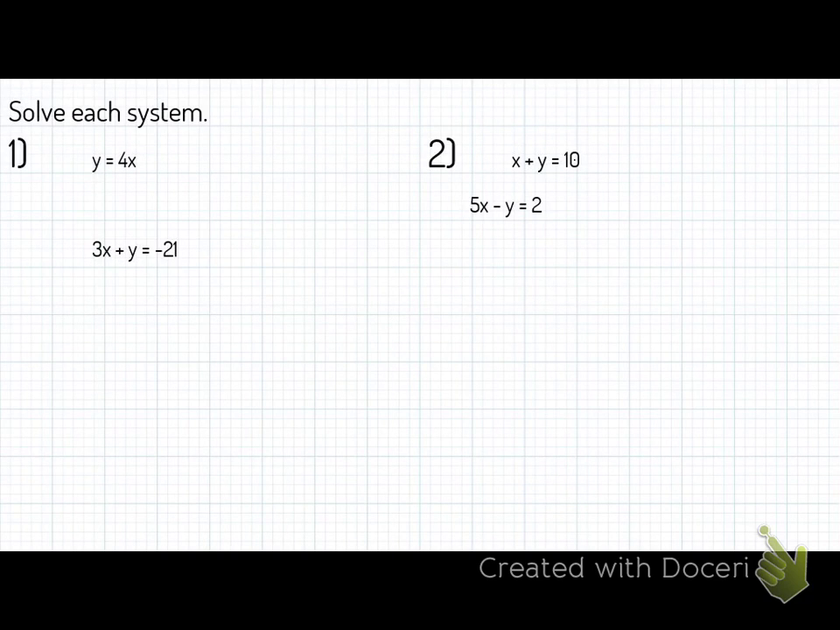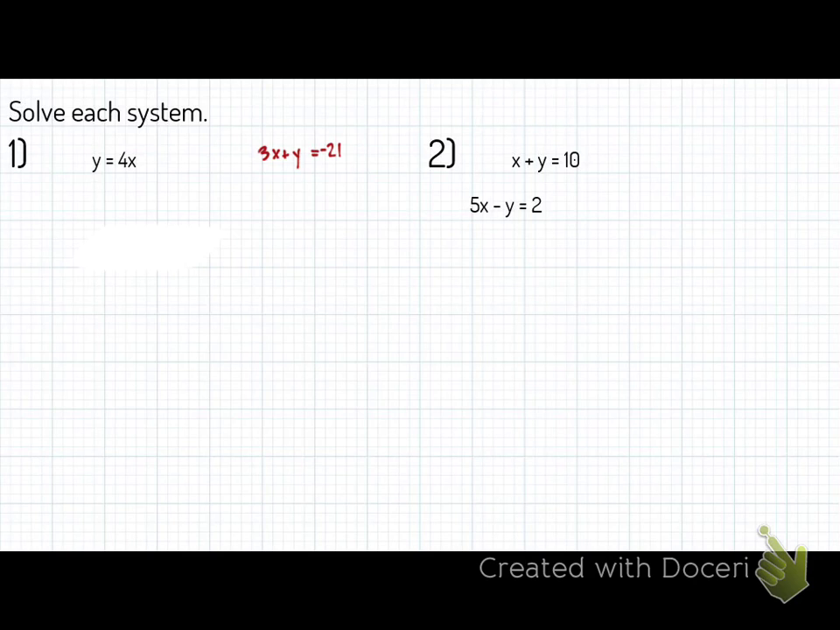Okay, so here's numbers 1 and 2. There's a little mistake here with the way it formatted. I'm just going to copy this over here. So 3x plus y equals negative 21, okay? And I'll erase the other stuff here. Okay, so number 1. So what do I do here?